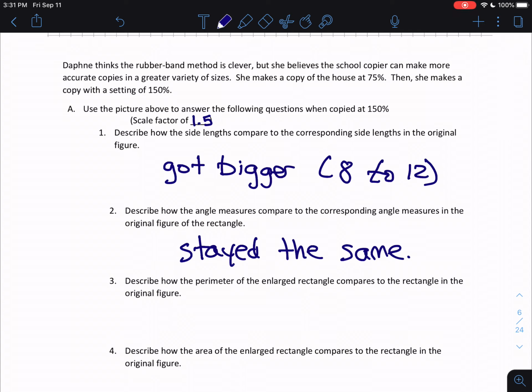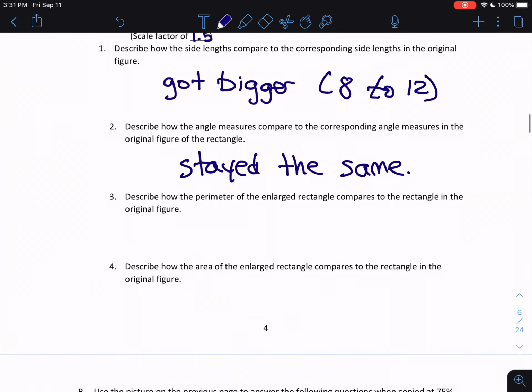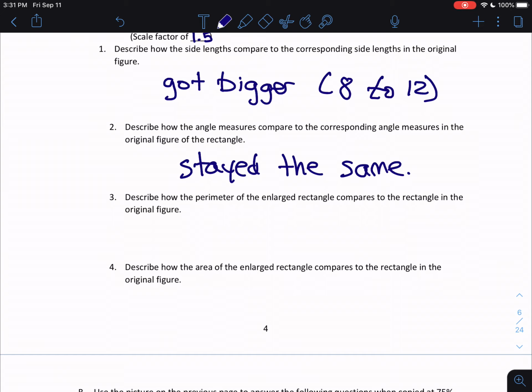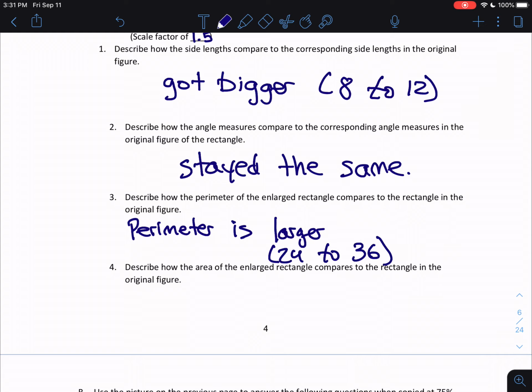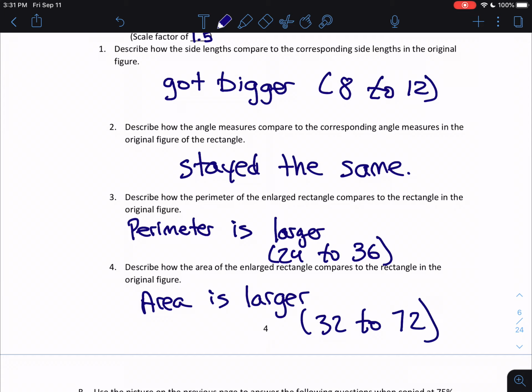And next, describe how the perimeter of the large rectangle compares to the rectangle in the original figure. And so for that, the perimeter is larger. That went from 24 to 36. Wow, that was pretty big. And then again, the area got larger. Area is larger. And that was from 32 to 72. And even just giving those numbers adds more detail to support your answer.